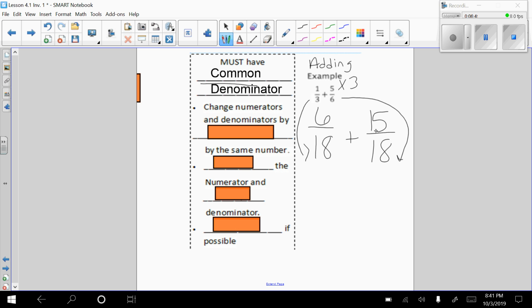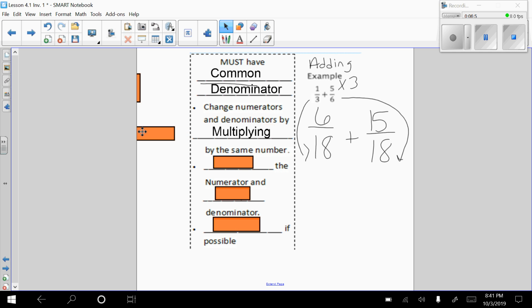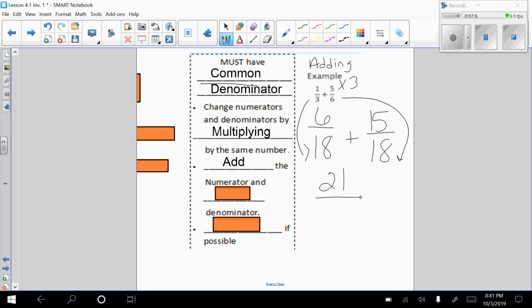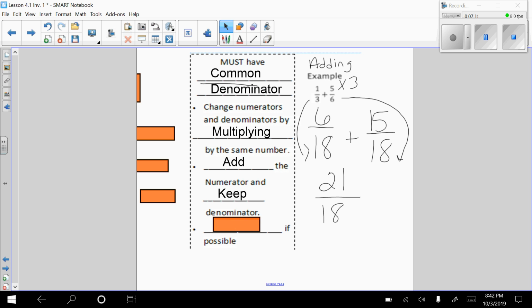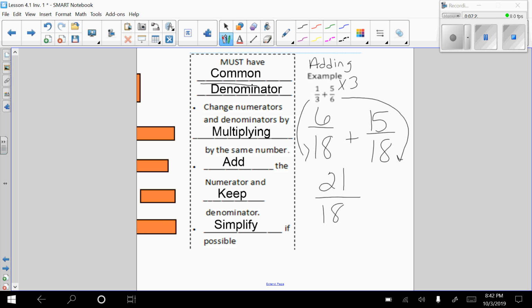Now that I've been able to change them, I've changed them by multiplying the denominator and the numerator by the same number. I can then add the numerators. So let's go ahead and add. 6 plus 15 gives me 21. Keep the denominator. So we want to keep the denominator, which still says 18 now, because that's what we have. And then the last step is to simplify if possible.